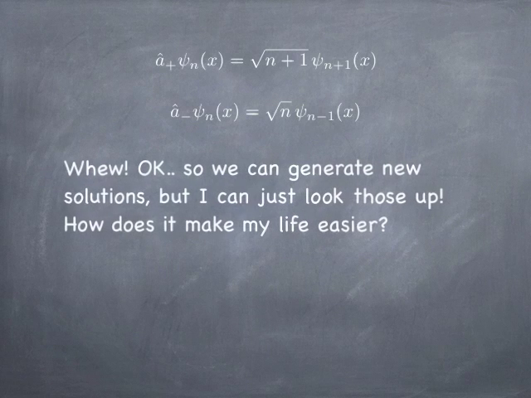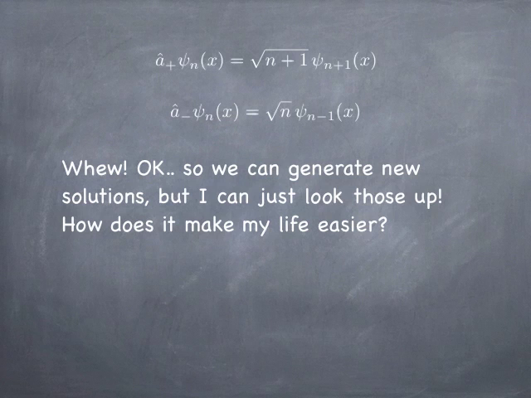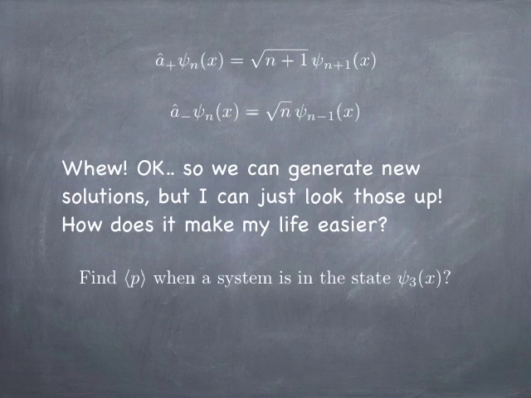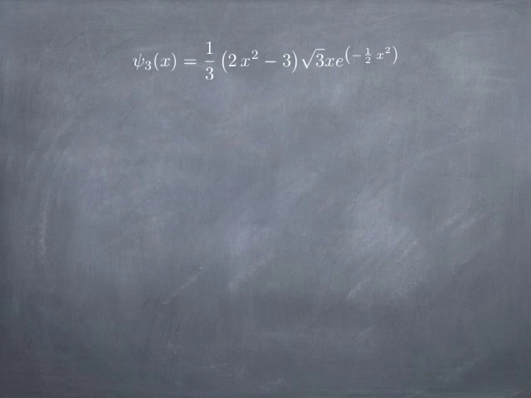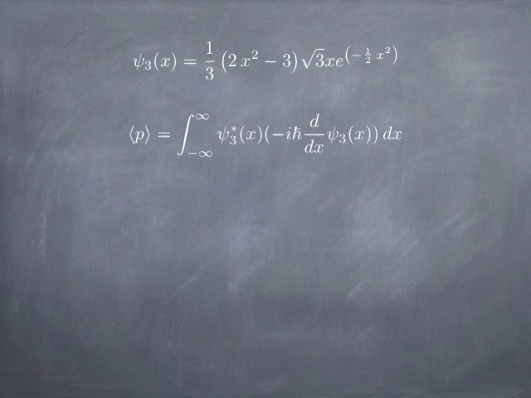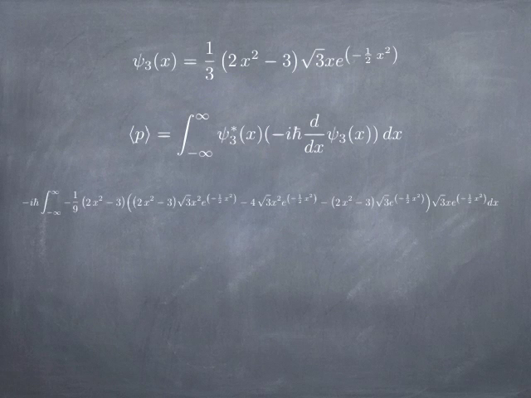Okay, so we can generate new solutions, but how does that actually make my life easier? Well, let's take an example where it does make your life easier. Imagine you want to find the expectation value of momentum when the system is in the state psi 3. Well, psi 3 is a kind of a complicated function. If you write it out as an actual function of x, you can see that it's a complicated polynomial times a Gaussian. And calculating the momentum expectation value means you have to apply the momentum operator to that thing. You got to get its complex conjugate and multiply it all out. And it gets pretty ugly. Look at that. Okay, does that look like a fun calculation to do?